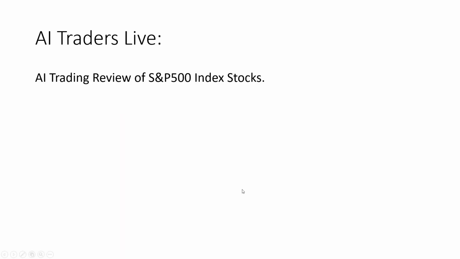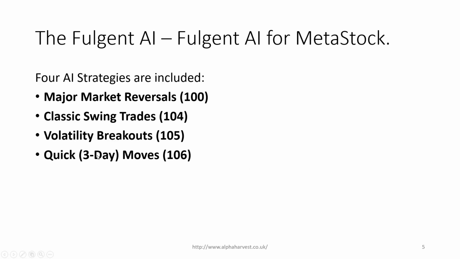In today's AI Traders Live webinar, we'll be looking at the SP 500 index constituent stocks, and we're going to run the AI through it to find high probability trades using 4 particular AI trading strategies: major market reversals, classic swing trades, volatility breakouts, and quick 3-day moves.